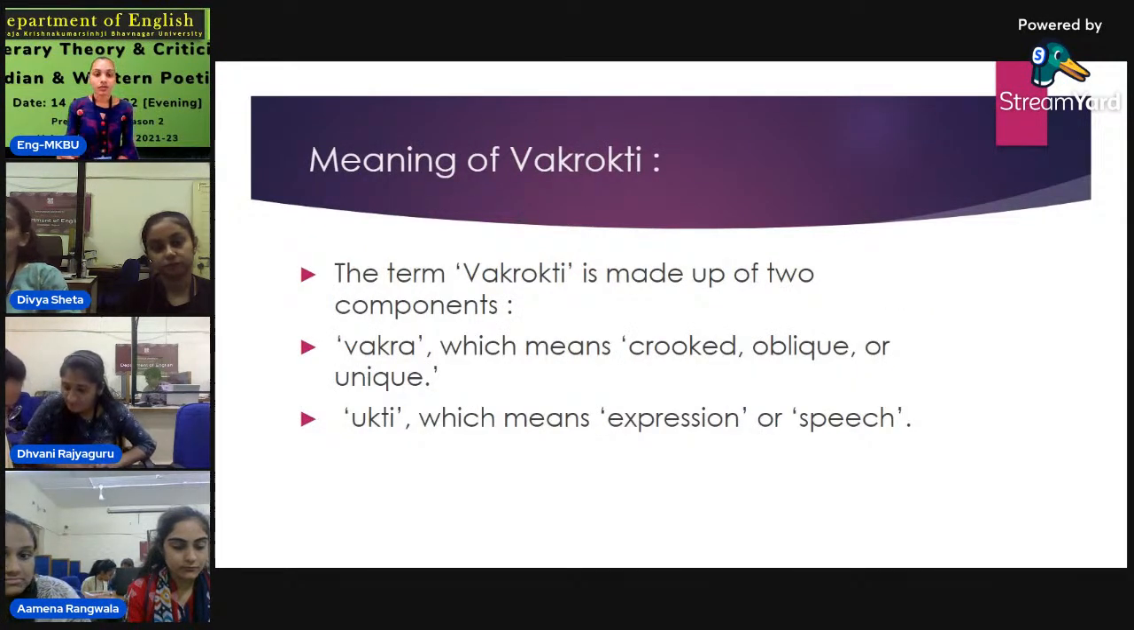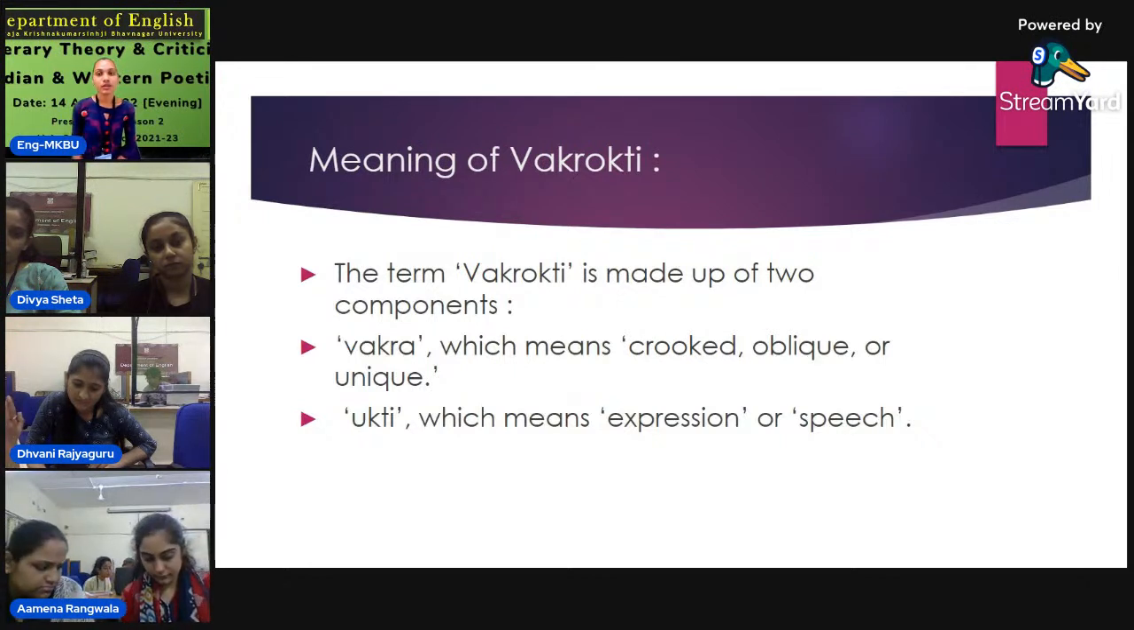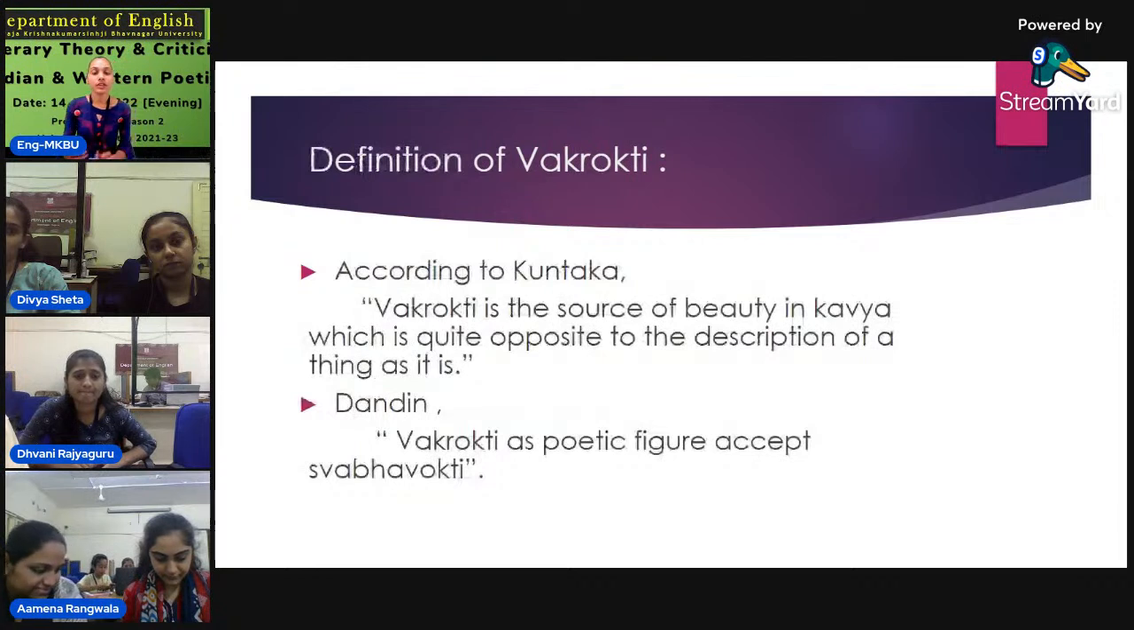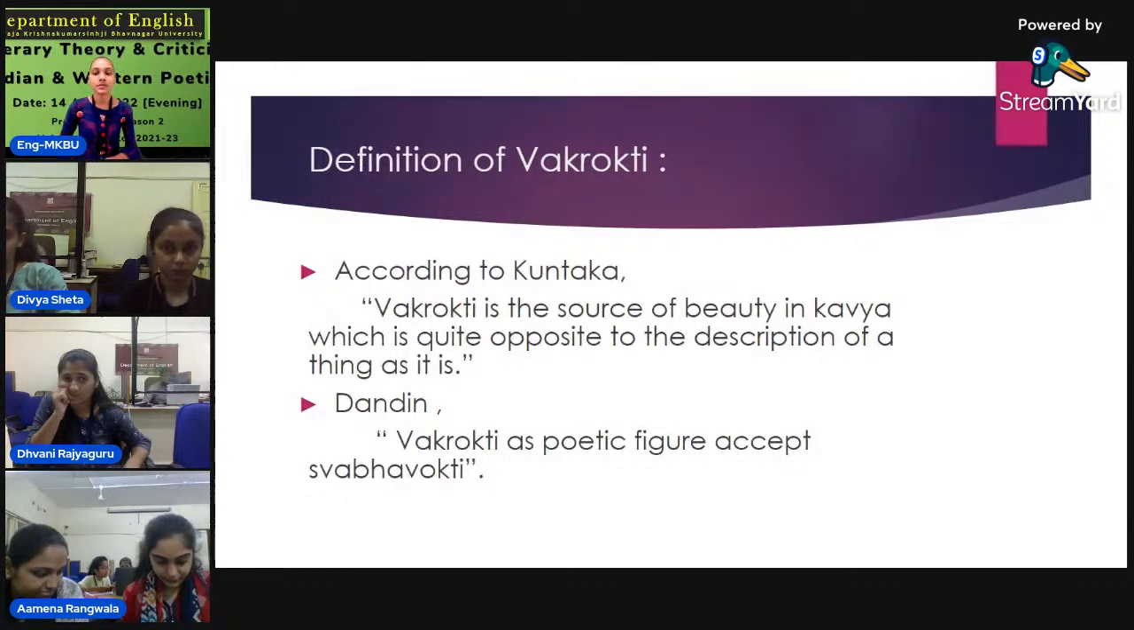Meaning of Vakrokti. The term Vakrokti is made up of two components: Vakra, which means crooked, oblique, or unique, and Ukti, which means expression or speech. Definition of Vakrokti. According to Kuntaka, Vakrokti is the source of beauty in a kavya, which is quite opposite to the description of things as they are.